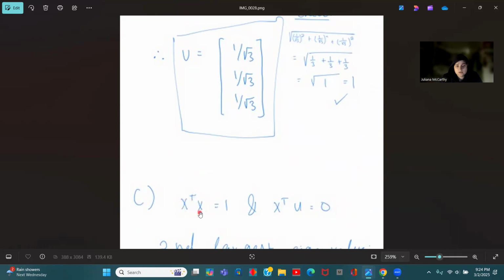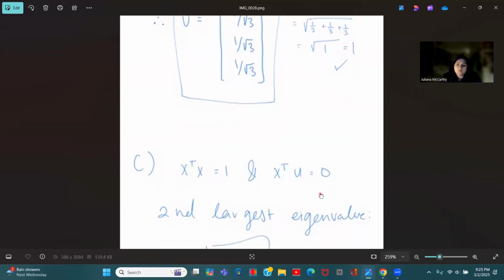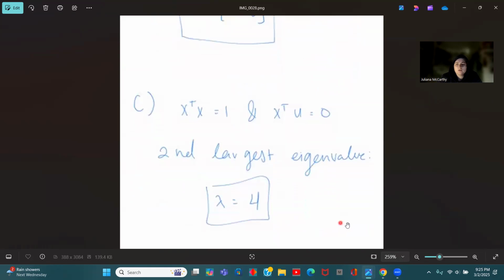So we have x transpose times x equals 1, and x transpose times u equals 0. So length 1, and it is orthogonal to u. So this is basically just the second largest eigenvalue. And looking back at our previous eigenvalues, we had 0, 4, and 7. So the next largest one is 4.